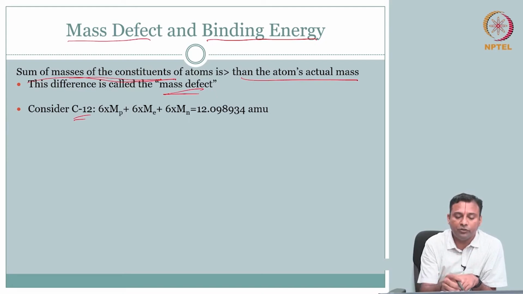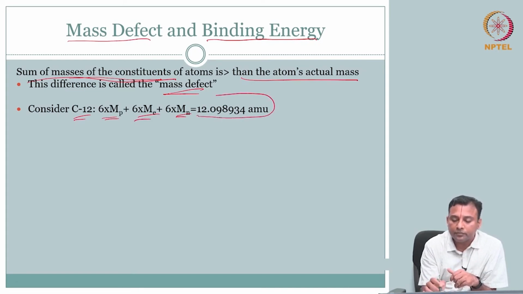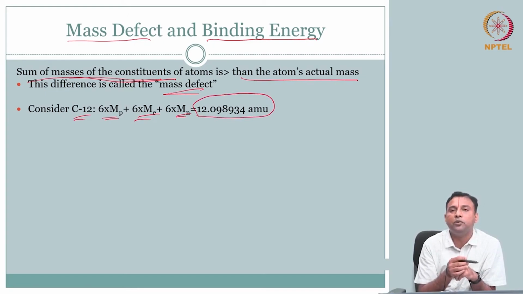But what is the mass if you calculate it based on the constituents? You have 6 protons plus 6 electrons plus 6 neutrons. If you add that, you are actually getting 12.098934 AMU. This is clearly different from 12 AMU. So there is a small difference. This is called your mass defect.